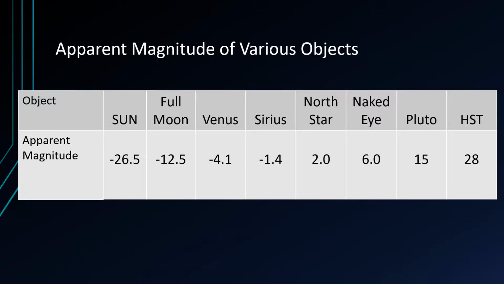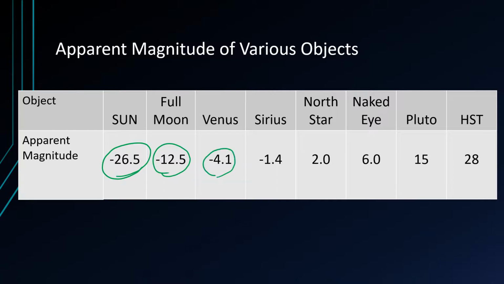So if we look at different things in our solar system, or not in our solar system, but around us, we can look at their apparent magnitude. So if we're looking at these, the sun would have an apparent magnitude of -26.5 because it's the brightest thing in our sky. Okay, and when we're looking at it from Earth, the moon is -12.5. It lights up the night.